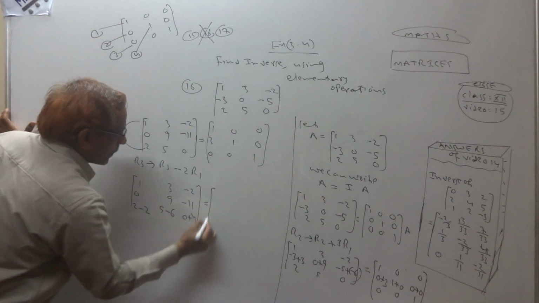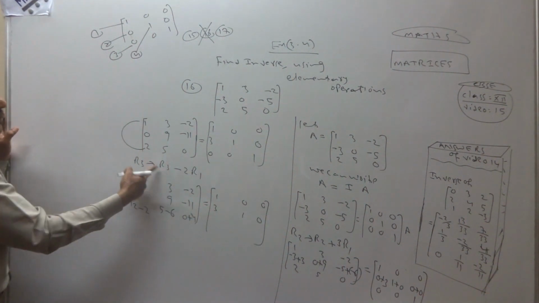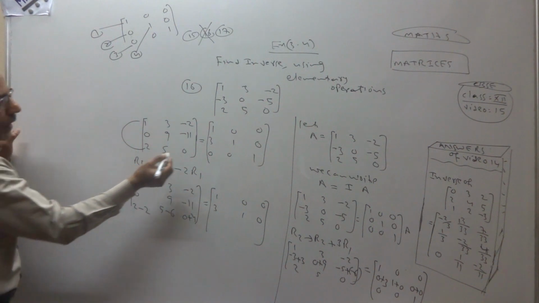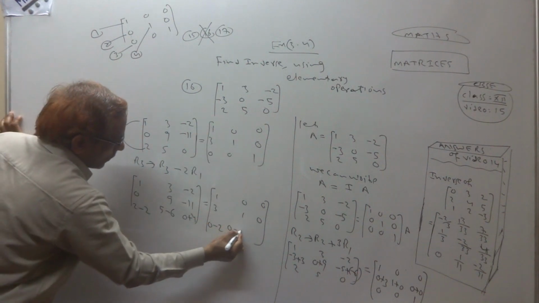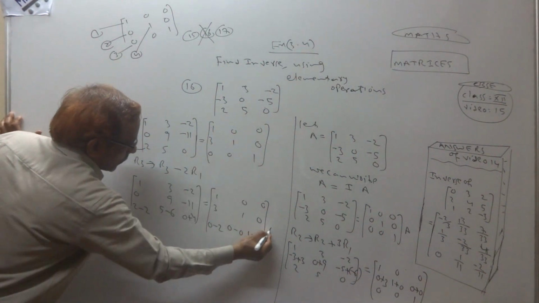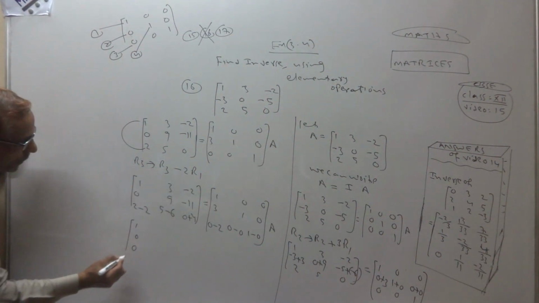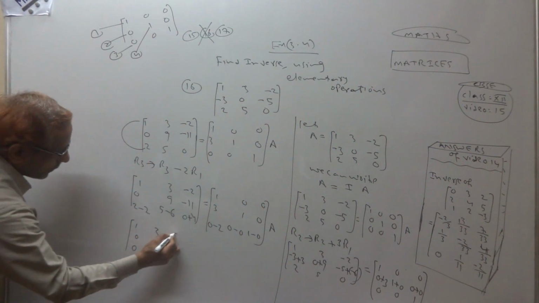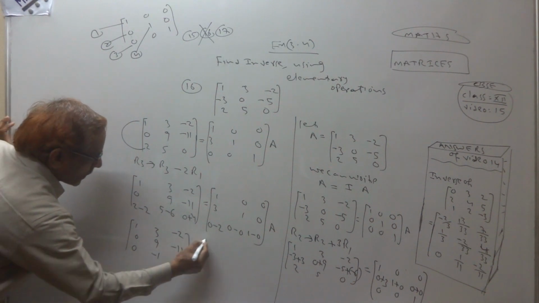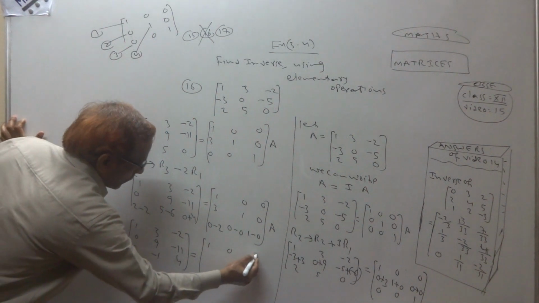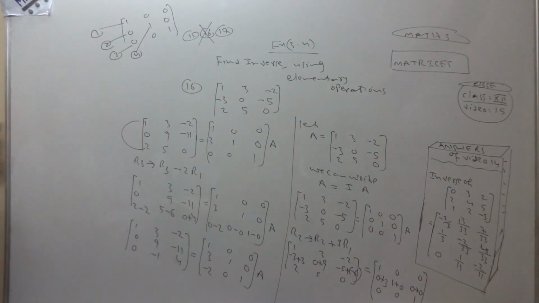Everything same. Here same, 3, 1, 0. R3 will change. R3 minus 2R1. So 0 minus 2 ones is minus 2, 0 minus 0, 1 minus 0. Into A, what are we getting? 1, 3, minus 2, 0, 9, minus 11, 0, minus 1, 4, is equal to 1, 0, 0, 3, 1, 0, minus 2, 0, 1. Yes, this we got. Next step.